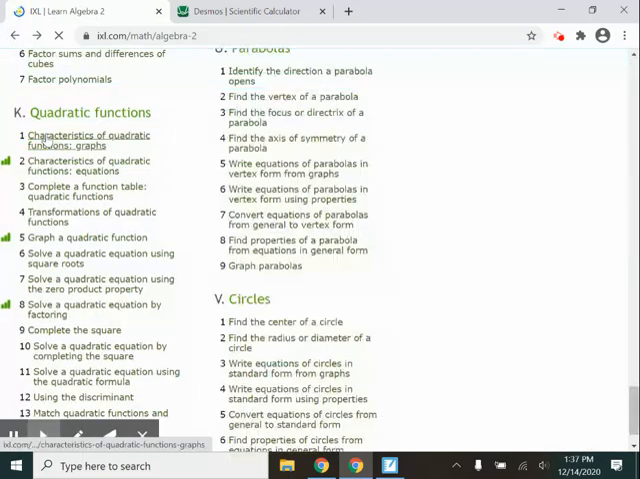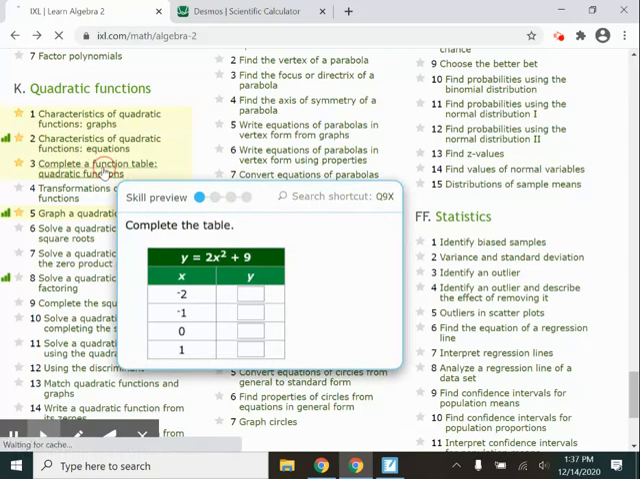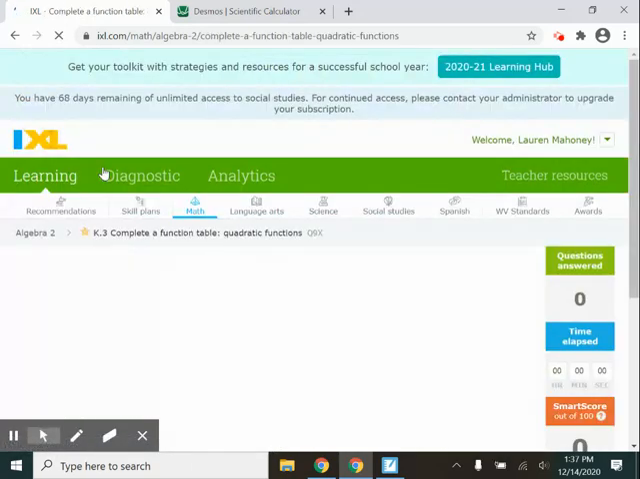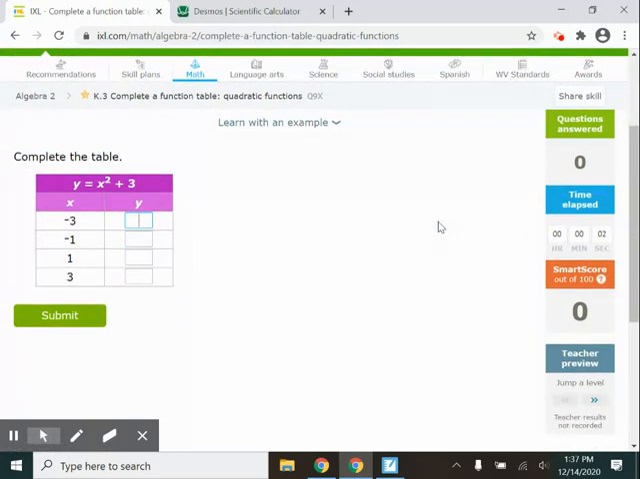Looking at K.3, you're probably going to rely on that Desmos calculator a lot. It says complete the function table. To complete the function table, you're going to take whatever x value they tell you, and you're going to replace the x in the equation with that value. So I am going to show how to do that on Desmos, just so you guys have an idea of what's going to be expected.